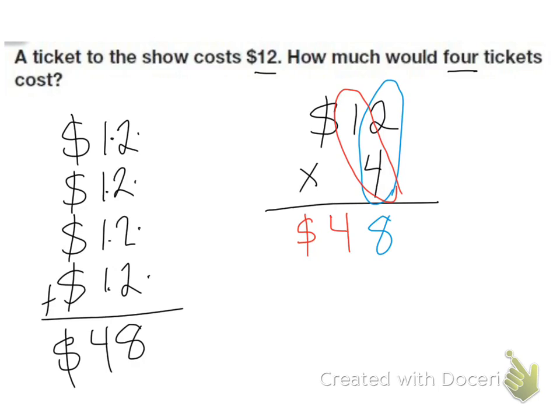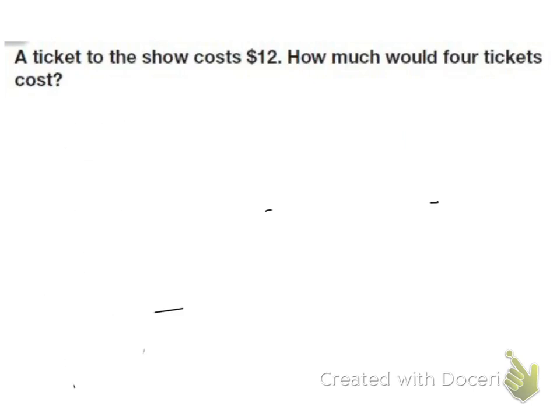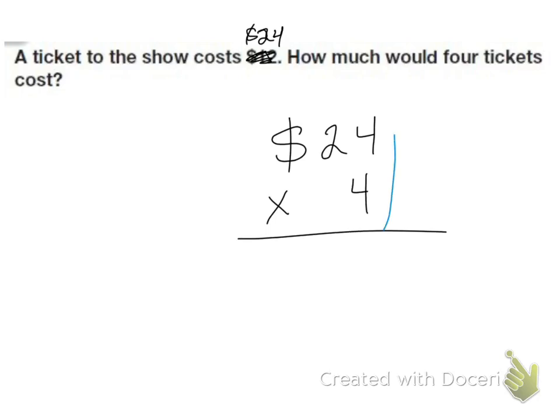All right, well, let's say that ticket costs $24. Let's change my problem. Let's say this costs $24. Okay, so again, I could add it all up, or I can multiply, which will take less time. So I've got $24 times 4. So again, we start with the ones first, and I do 4 times 4. 4 times 4 is 16. And so I'm going to carry over the 10, and I put down the 6 ones.